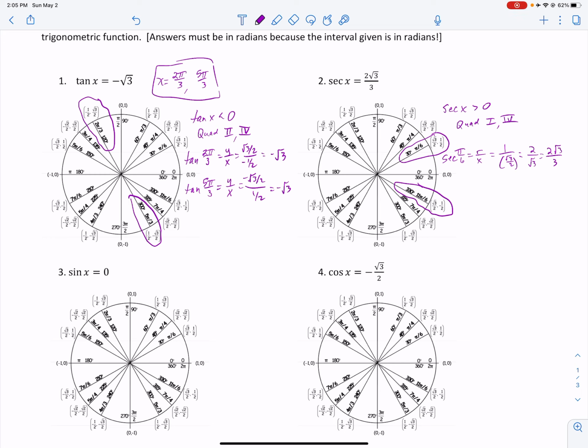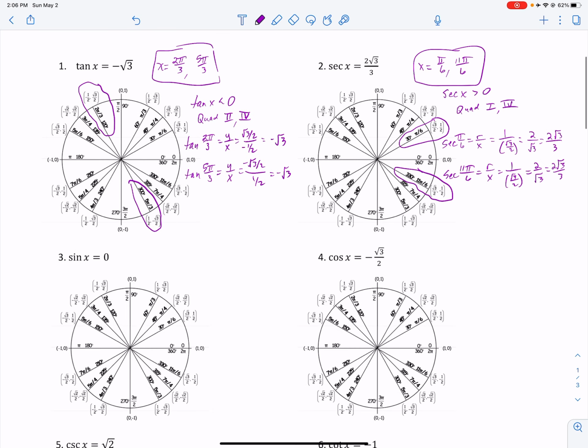So there's one of the angles whose secant will be 2 root 3 over 3. The other is secant of 11 pi 6. Again, r over x is going to be 1 over the x coordinate of root 3 over 2, which is 2 over root 3, which is 2 root 3 over 3. So both angles pi 6 and 11 pi 6 satisfy this equation, so the answers to this equation are x's pi 6 and 11 pi 6. So x is just the variable being used for the angle. We could have used theta instead.